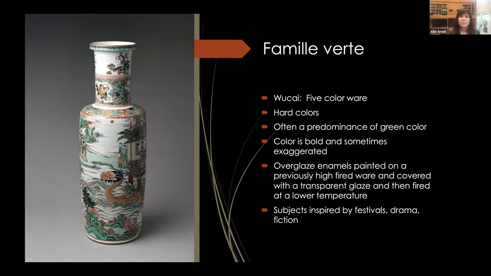But we see innovations in this type of ware in the early Qing Dynasty during the Kangxi reign. This really is most prevalent during that time period. And it's called famille verte in the West because of the predominance of green. These wares were interesting in that they often depicted things that were happening in the world around the artist. So they depicted fiction, they depicted plays, they depicted festivals and things like that. Those are often the subject matter of these works.